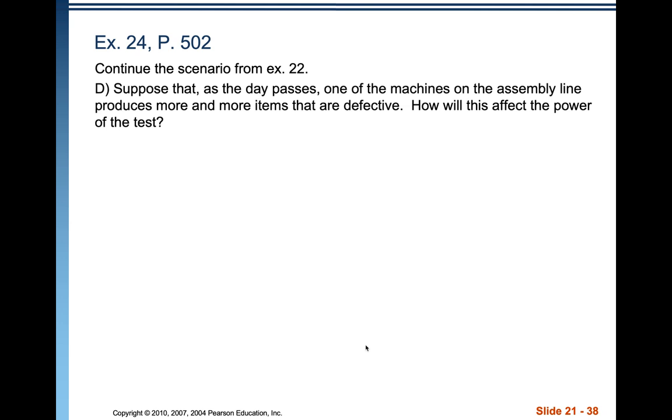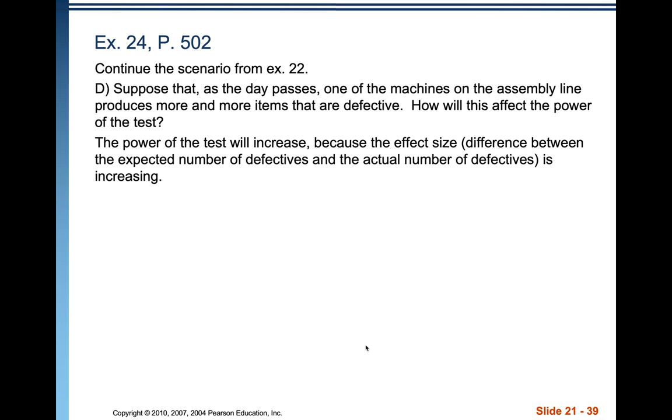Suppose that as the day passes, one of the machines on the assembly line produces more and more items that are defective. How will this affect the power of the test? Well, as the day goes on, the power of the test is going to increase because the effect size difference between the expected number of defectives and the actual number of defectives is increasing. So it should be able to definitely pick up on a problem if it's getting worse and worse.